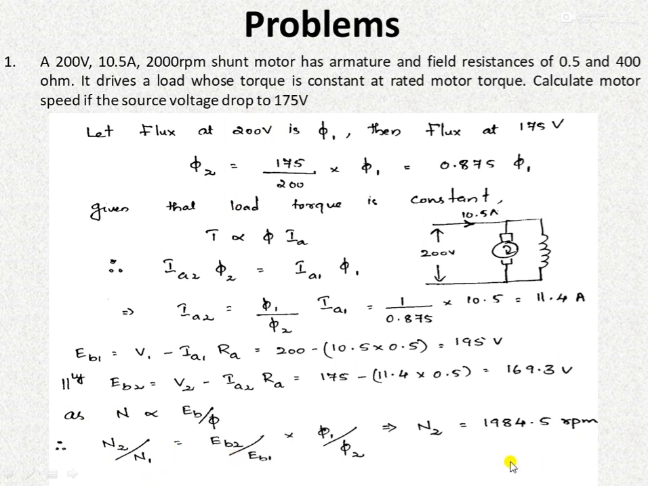And it is found to be 1984.5 rpm. So from this, it's very clear that when we provided this DC shunt motor with 200 volt, the speed was 2000 rpm. When we reduced the voltage to 175 volt, the speed was reduced to 1984.5 rpm. So we can very well say that this is one of the techniques which can be used for speed control in the case of a DC drive. That is, by reducing the value of the supply voltage, we will easily be able to achieve a reduction in the speed.